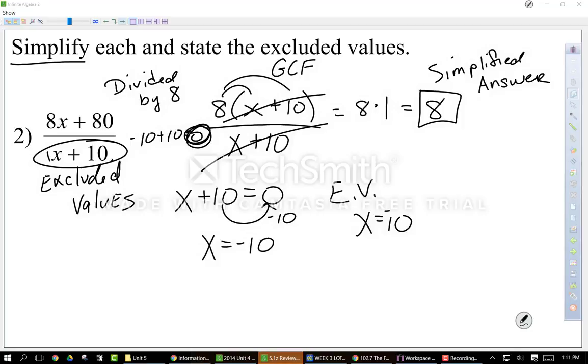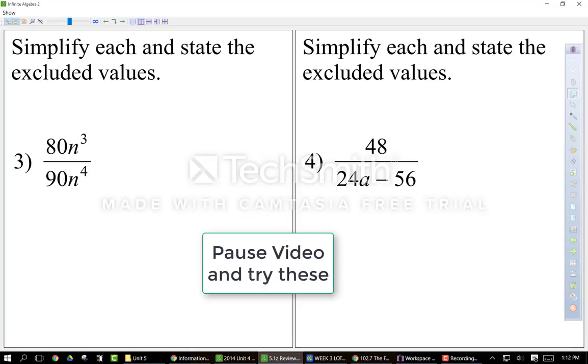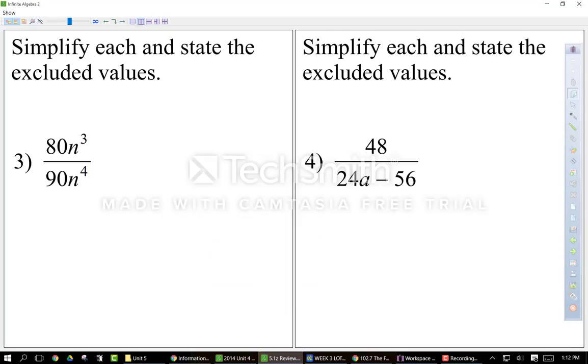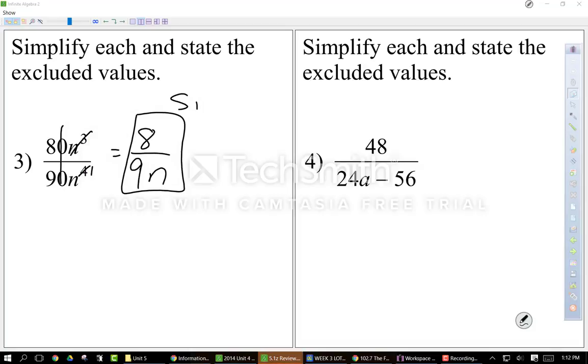Okay? So there's 2 more examples, numbers 3 and 4. All right, number 3. Let's simplify, and then we'll do excluded values. Okay, so real quick, simplifying. There's 3 here, there's 4 here, so that means there's 1 left on the bottom. I can simplify and divide by 10, so my answer is 8 over 9n. This is my simplified answer.